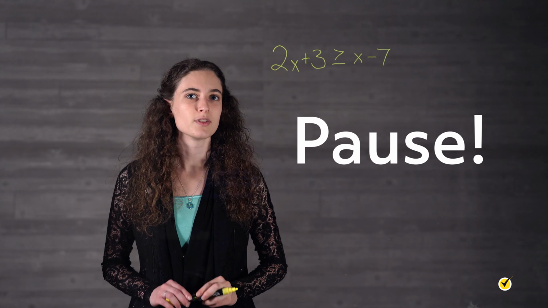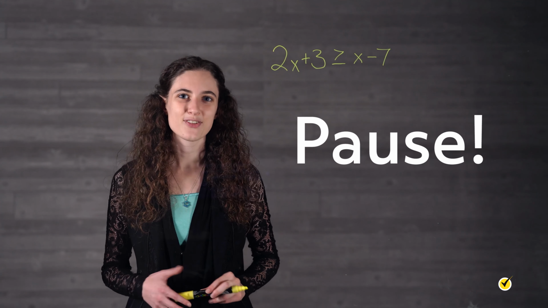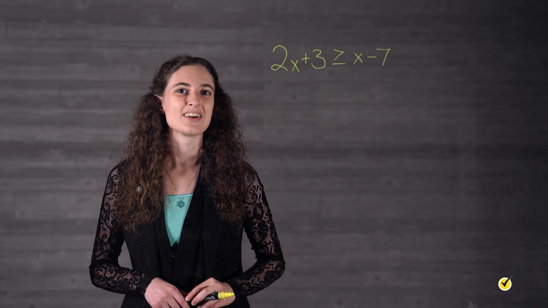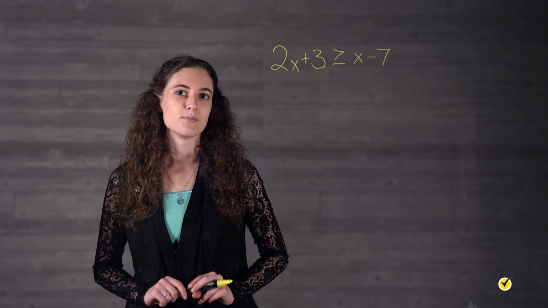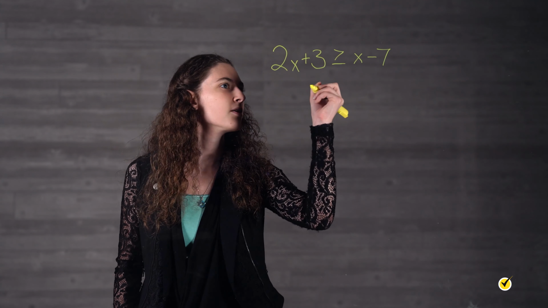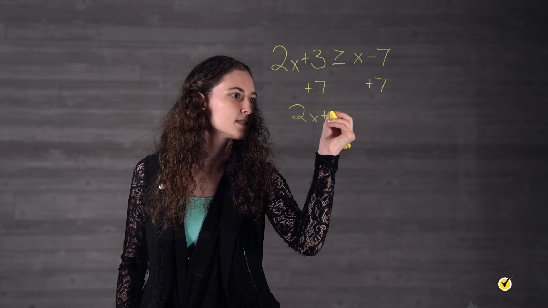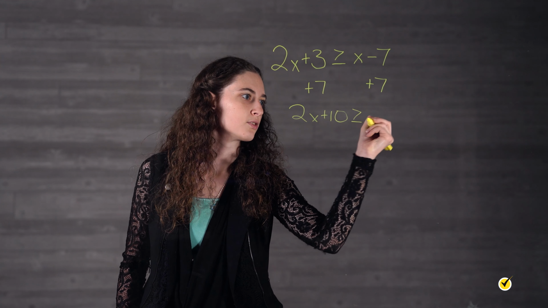Pause this video and solve this inequality on your own. Then see if your answer matches up with mine. Think you've got it? Let's see. First, I'm going to add 7 to both sides of my inequality. So we get 2x + 10 ≥ x.